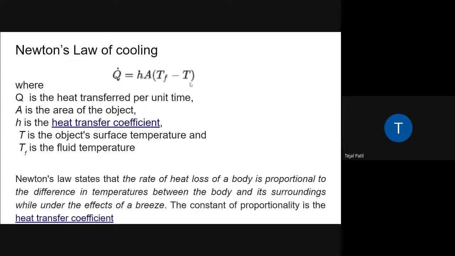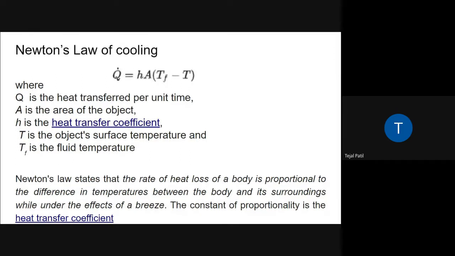The ball which is at 300 degrees Celsius is placed in water which is around 25 degrees Celsius, so the temperature difference is more in that case as compared to the ball at 100 degrees Celsius placed in water at 25 degrees Celsius. So definitely the heat transfer rate will be more in the first case because the temperature difference is more, right? So we can write that heat transfer rate is equal to the heat transfer coefficient, that means h, into area, into the difference in temperature of the object and the temperature of the fluid.